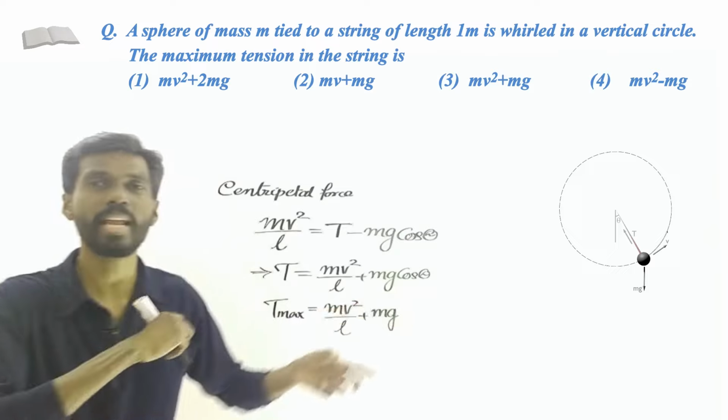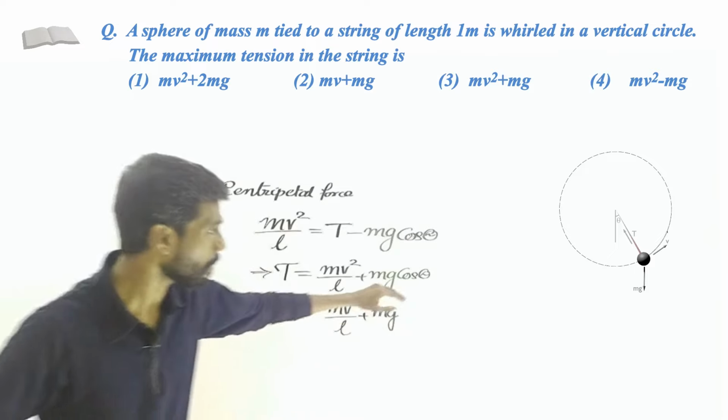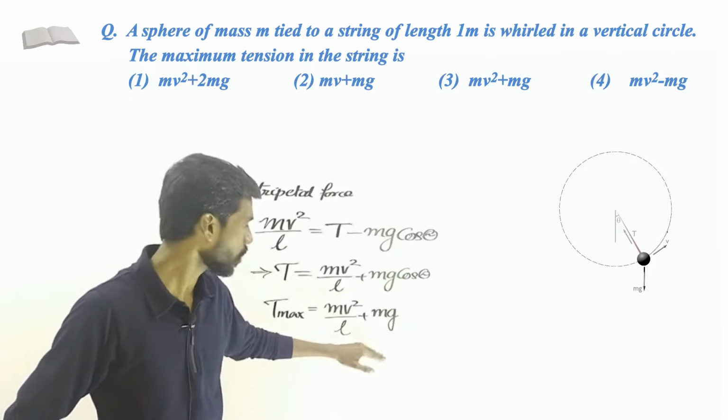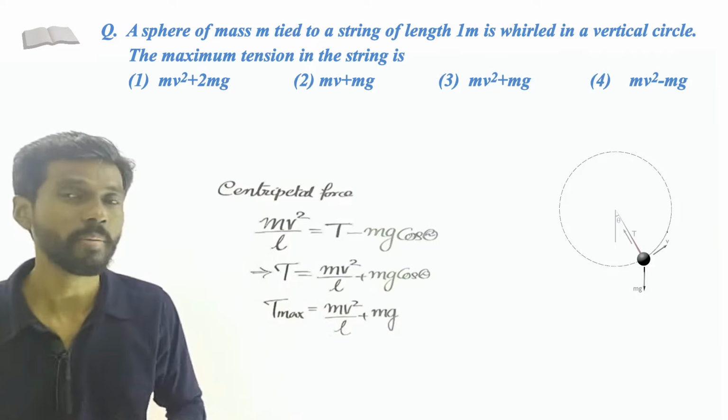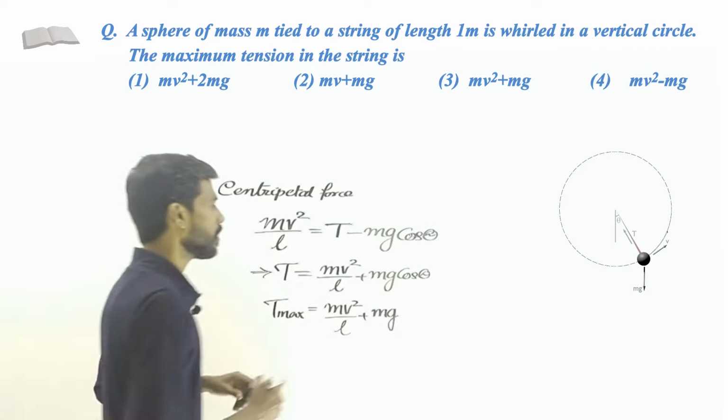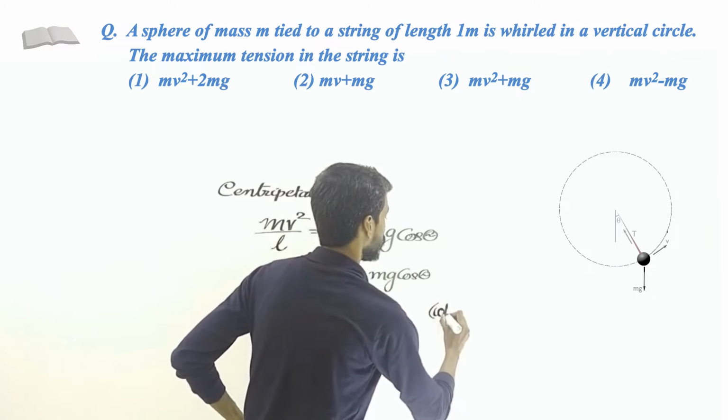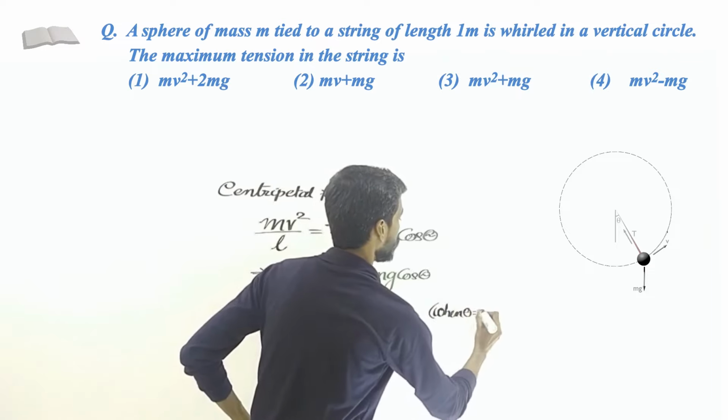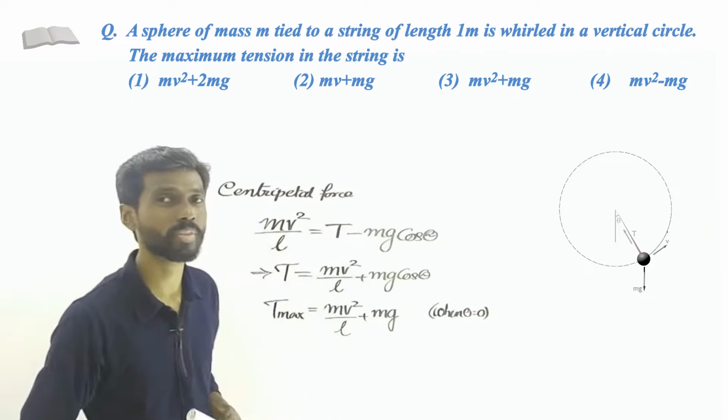Because we know that cos theta lies between -1 and 1. The maximum value of cos theta is 1. So this is the maximum value of the tension. But that happens when the value of theta is equal to 0, right? Because cos 0 is 1. So that is the maximum value.